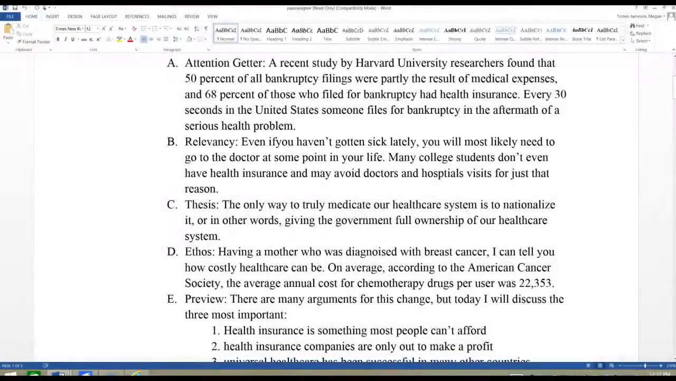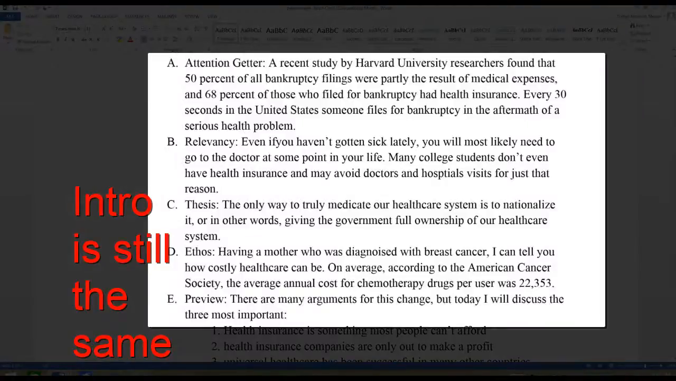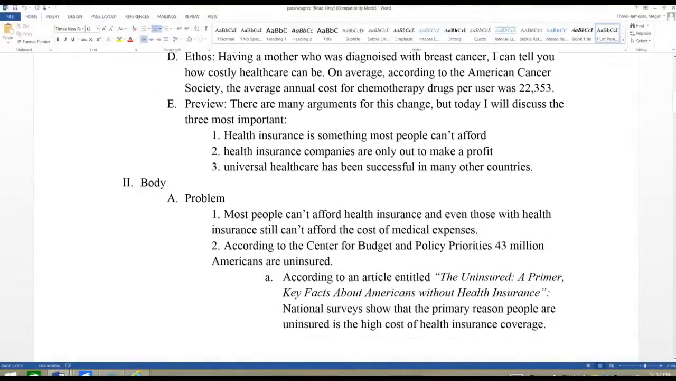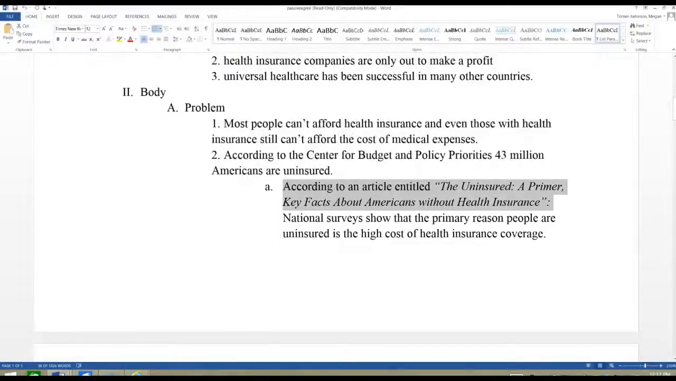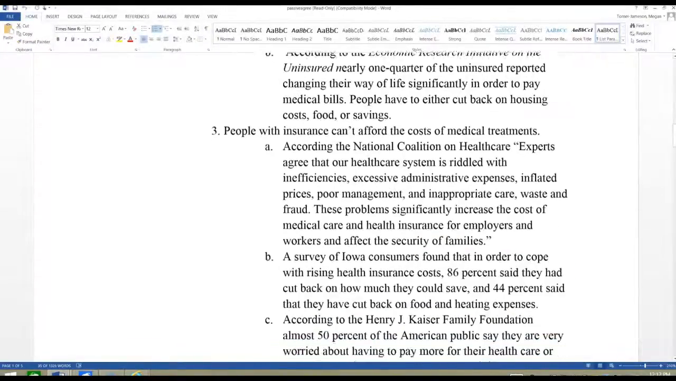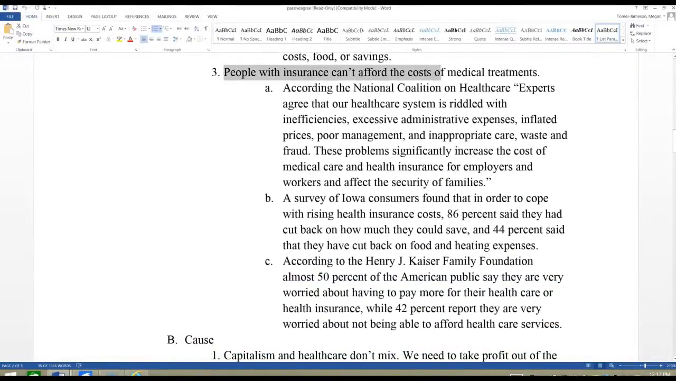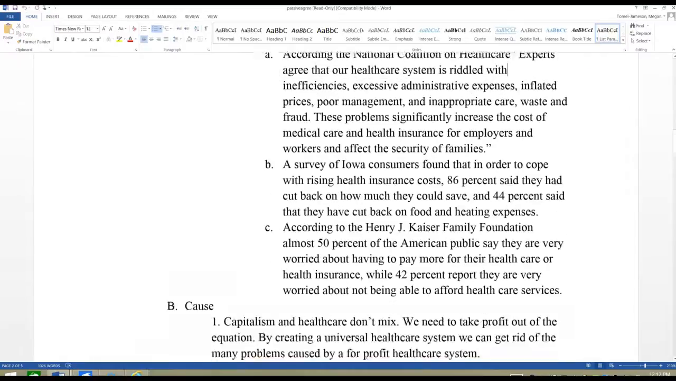So here's an example of the speech that I just mentioned about nationalizing healthcare. Again, the introduction stays the same. All the parts are there. This says relevancy. This means value step, so don't worry about that. So the first point, again, is the problem. So affordability is essentially what's being addressed. There's then facts to prove that. This one talks about cost, which again basically is affordability.